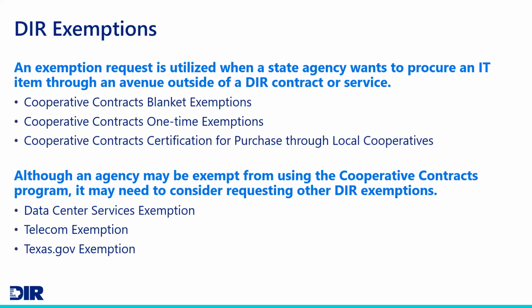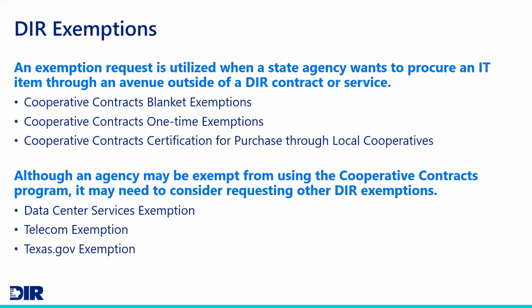We have many different exemptions in place. We do have several blanket exemptions that cover you for certain types of procurements. We also have our one-time exemptions, where if you need to buy a product or service and we don't have it available, you'll probably do the one-time exemption. You'll also need to do an exemption if you want to purchase through a local cooperative, and we rarely see those come through, rarely, but keep that in mind.